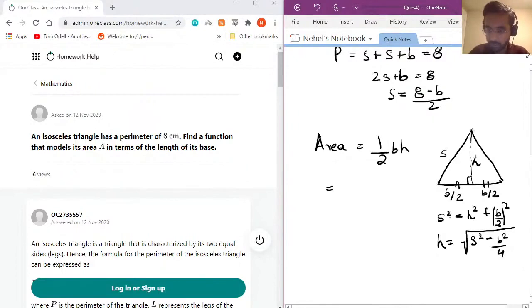Perfect. So we can substitute that right in. So 1 over 2 b, and then h becomes the square root of s squared minus b squared over 4.